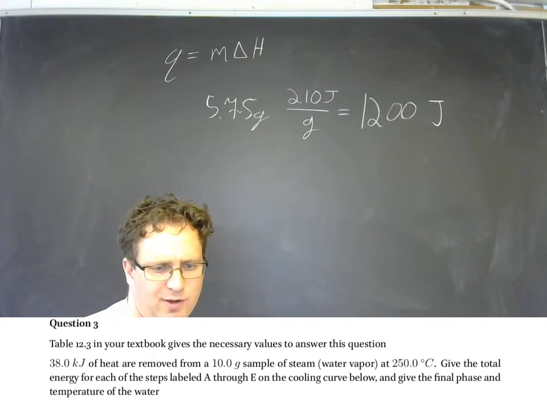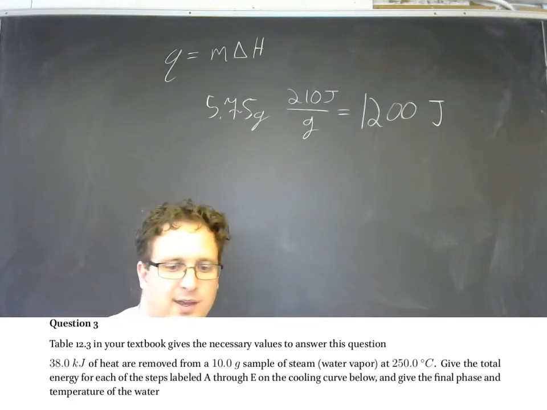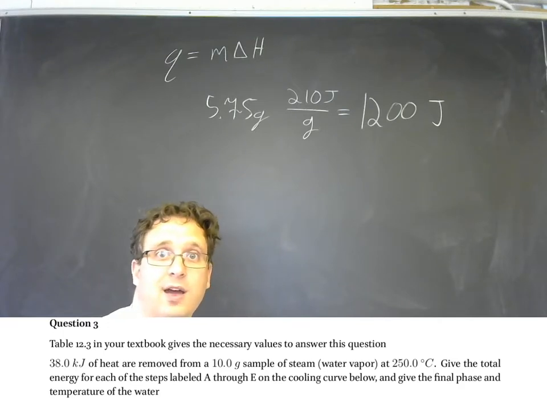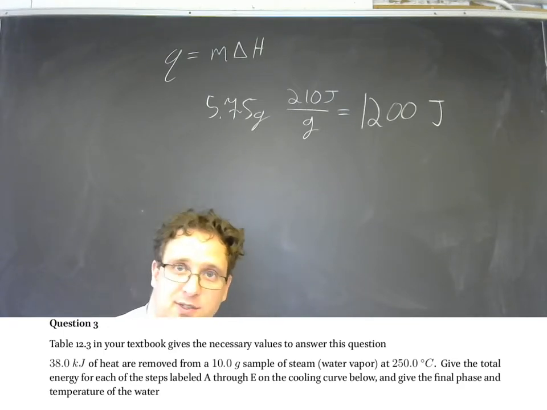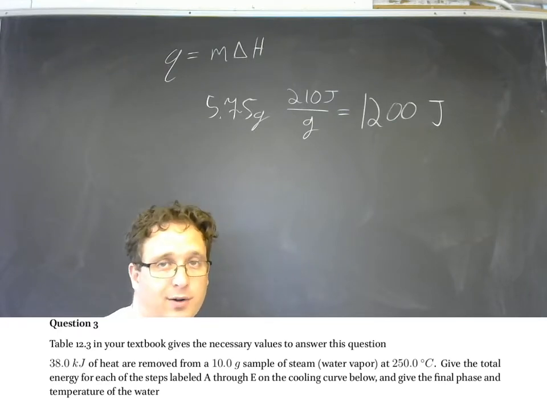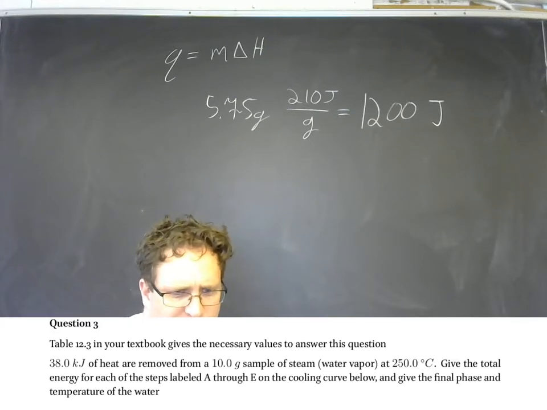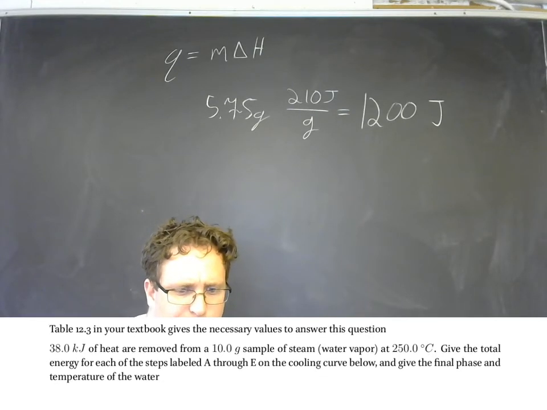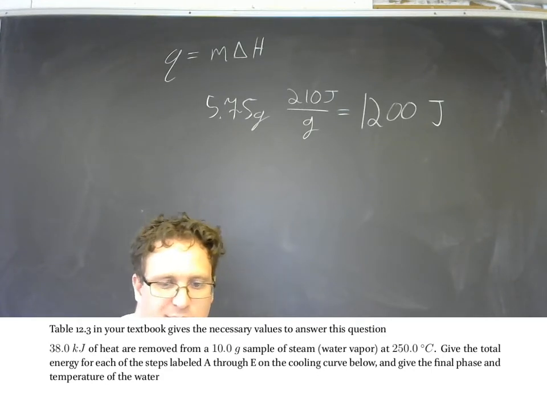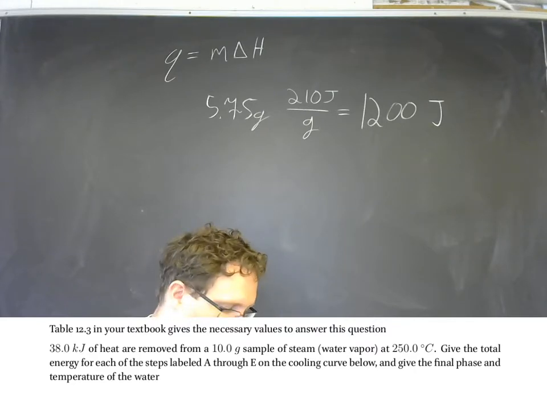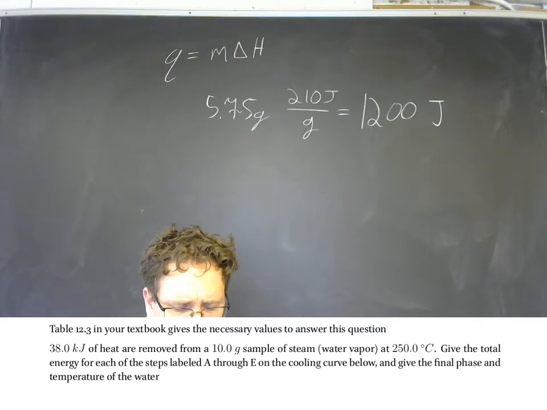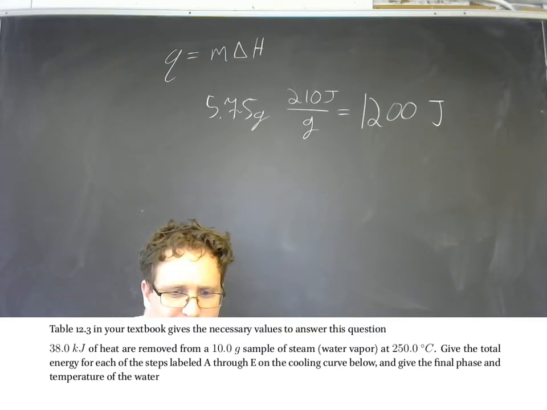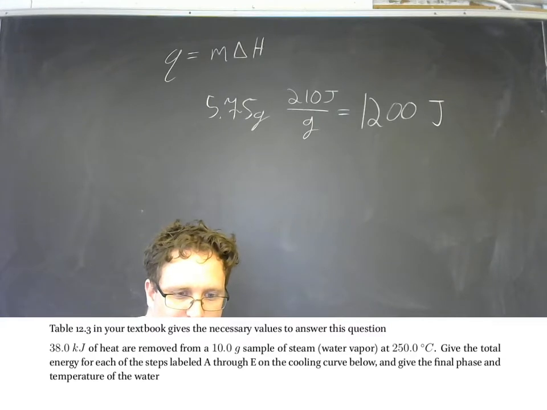So table 12.3 in your textbook gives the necessary values to answer this question. It gives your enthalpy of fusion, enthalpy of vaporization, and specific heat for water in all 3 different phases, liquid, solid, and gas. And so the question is, if we have 38 kilojoules of heat removed from a 10 gram sample of steam, which is water vapor, at 250 degrees Celsius, give the total energy for each of the steps labeled A through E on the cooling curve below, and give the final phase and temperature of the water.